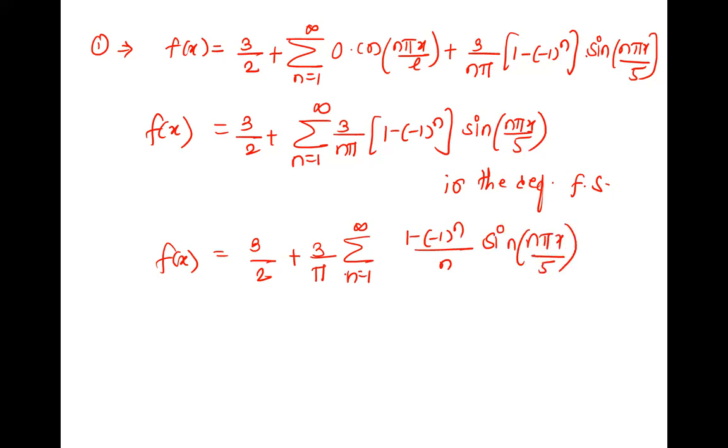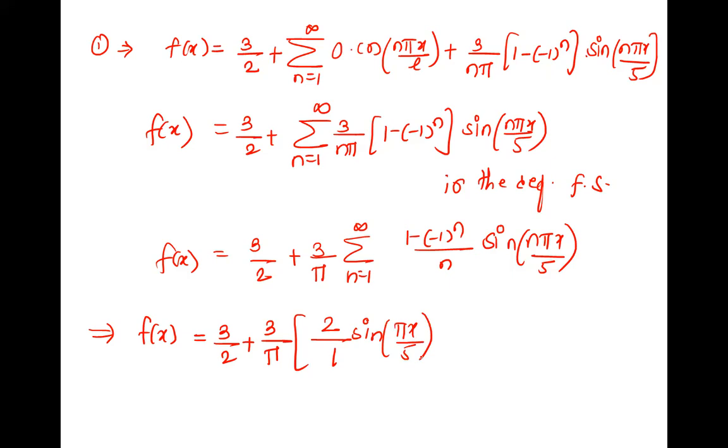Okay, n is 1 to infinity, is that correct? Yes. So now we can open it. F of x is 3 by 2 plus 3 by pi. If n is 1, what is the term if n is 1? 1 minus of minus 1 raised to 1. Minus 1 raised to 1 is minus 1. 1 minus minus 1, 2. 2 by 1, n is 1. Sine, n is 1. So it is pi x by 5. Am I right? Yes.